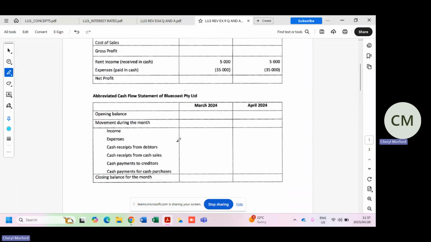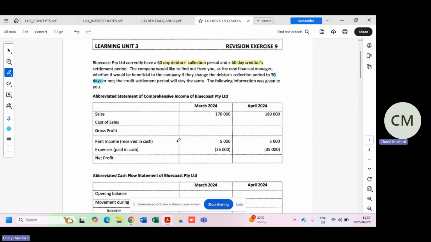Right. So starting with the income statement part. The first thing that's missing is cost of sales. Once we have that, it's a very simple procedure to get the gross profit, and then net profit is also very easy. So don't forget, like you learned in Learning Unit 2, sales, subtract cost of sales, gives me gross profit. Add any other incomes, take off any other expenses, and we conclude with net profit.